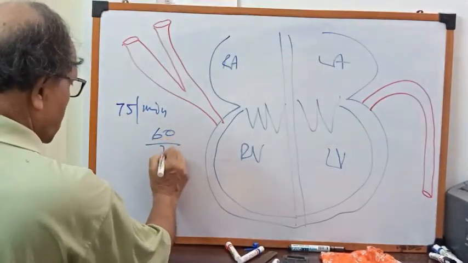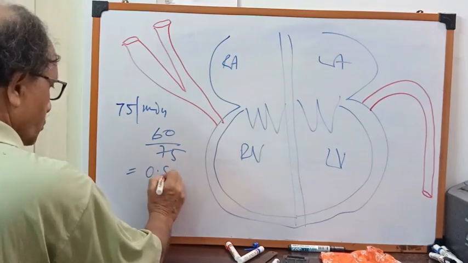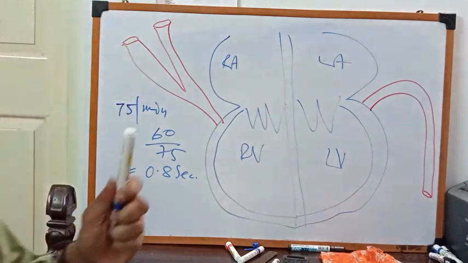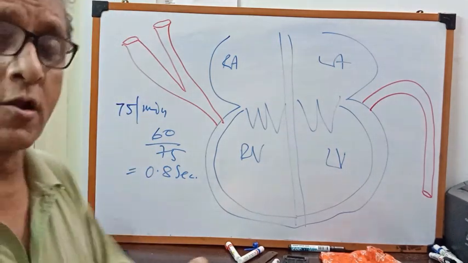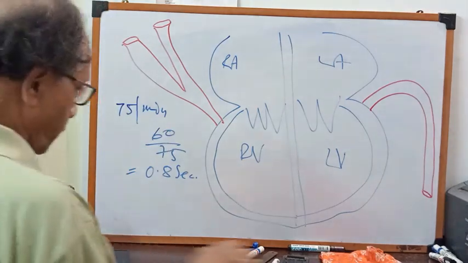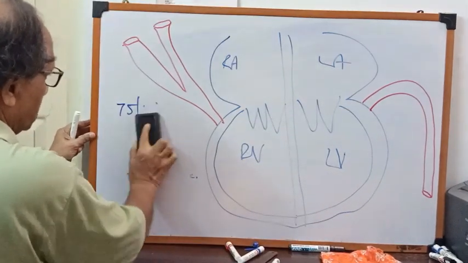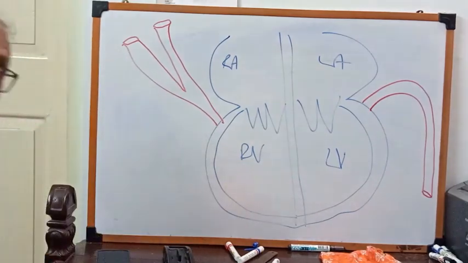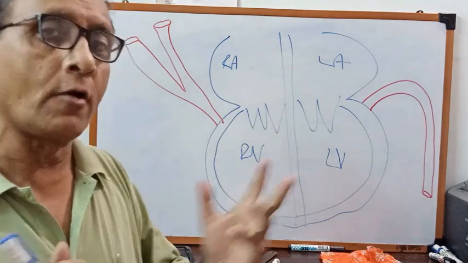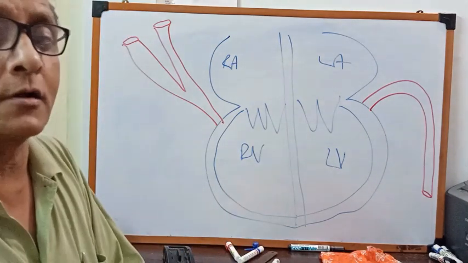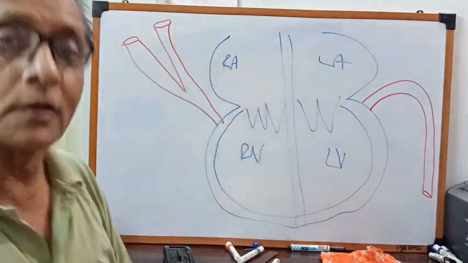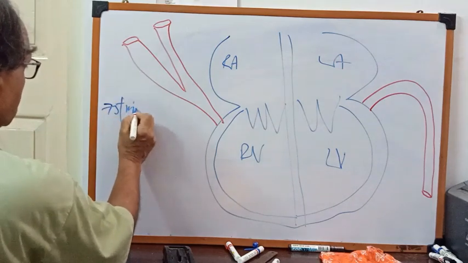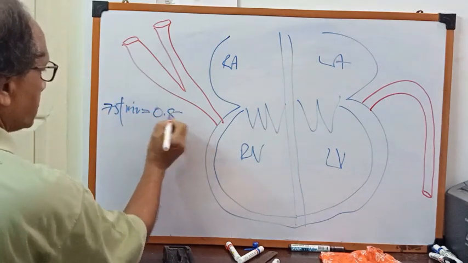60 seconds divided by 75 is equal to 0.8 seconds. So in a state of rest, the duration of each cardiac cycle is around 0.8 seconds. The duration of the cardiac cycle is entirely dependent upon the rate of cardiac contraction. If the rate of cardiac contraction increases, then the duration of the cardiac cycle will decrease. So when it is 75 beats per minute, the duration of the cardiac cycle is 0.8 seconds.